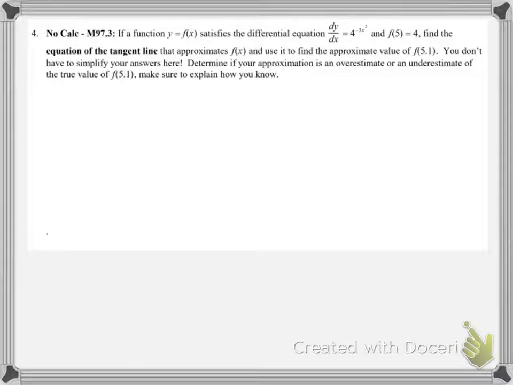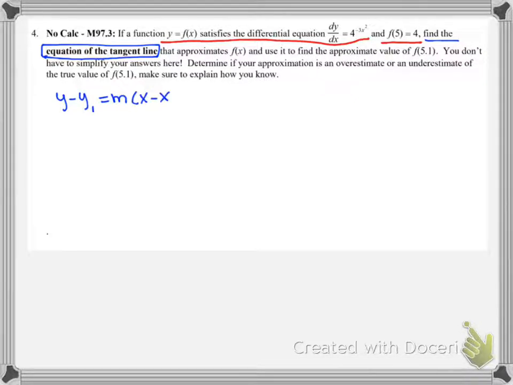In this question, it's tricky because there's lots of wording. You've been given a differential equation, and you've been given an initial condition. And this time you were asked to find the equation of a tangent line. It's even bolded, which of course the AP test wouldn't do, just to remind you that you're not finding a particular solution. You're looking for y minus y1 equals m times x minus x1.